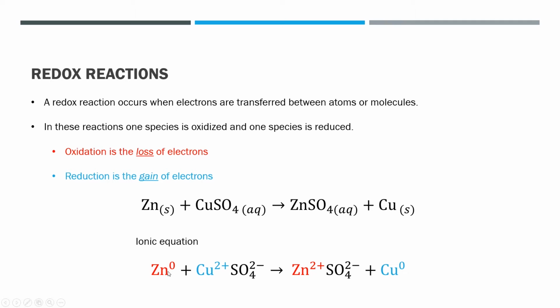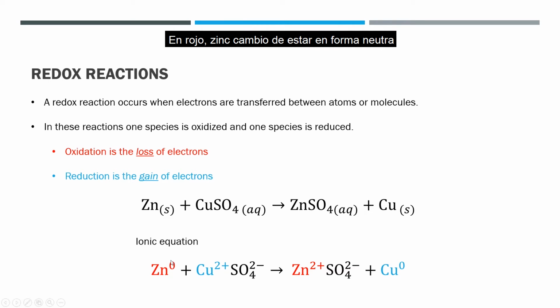So you can see here in red, zinc goes from a neutral species to a 2+ species. So zinc during the reaction has lost 2 electrons and is oxidized. And now if we look at the copper molecule, it starts off as copper 2+ and goes to copper 0. So it has gained 2 electrons and is reduced.